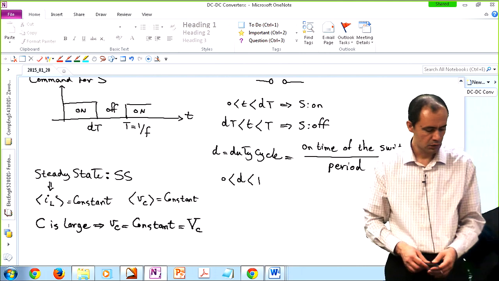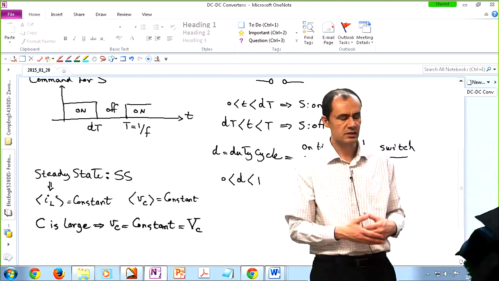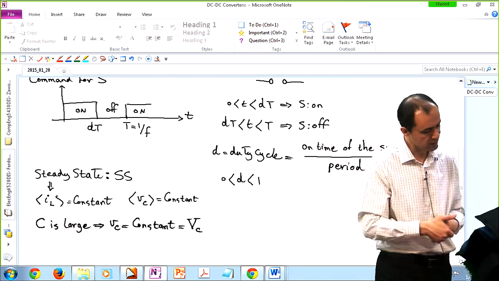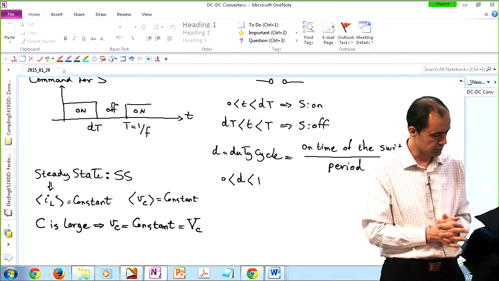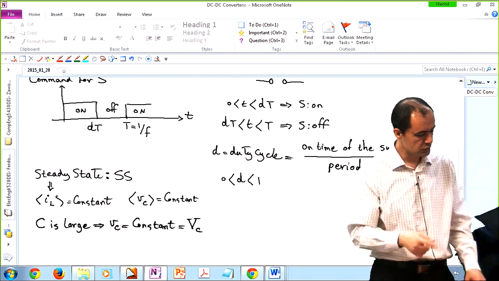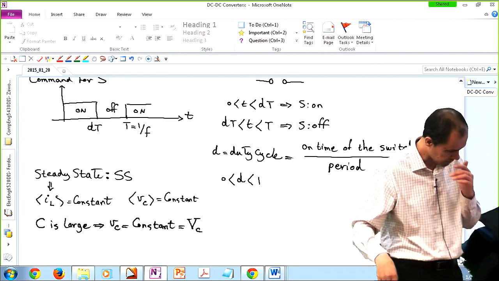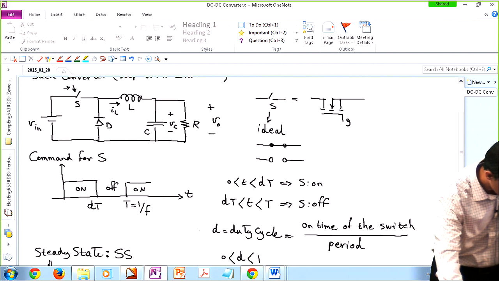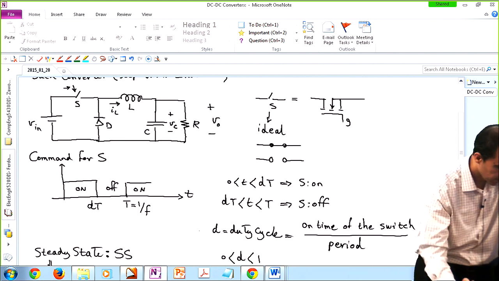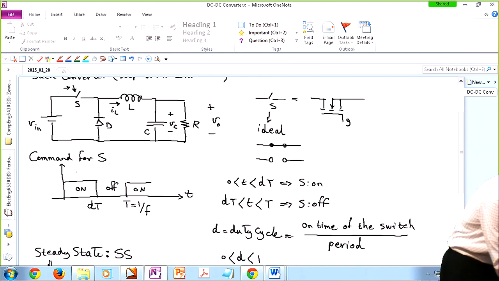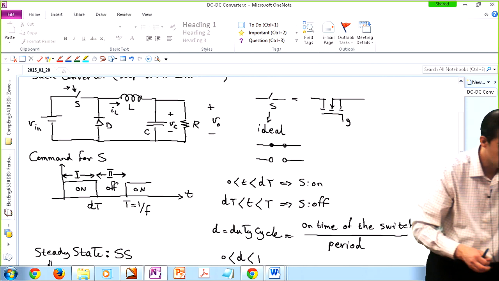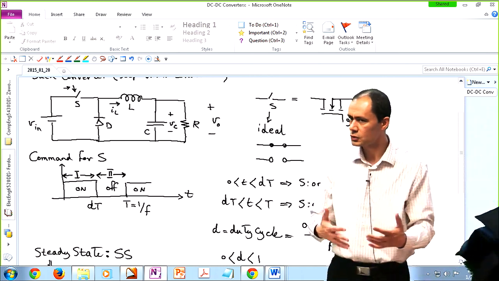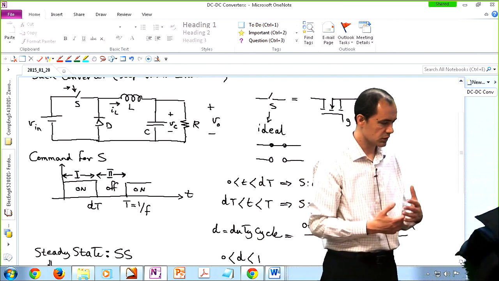So again, in this class, if a signal is DC, we use capital letters to show them. Like here, capital V sub C is the DC component of the capacitor voltage. If we don't know what it is, we use lowercase, which could be AC or DC or a combination. So we make all these assumptions. Now let's take a look at the voltage transfer ratio of this converter. So we have two modes of operation. Mode 1 is when the switch is on. Mode 2 is when the switch is off.